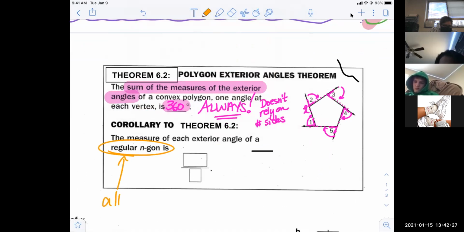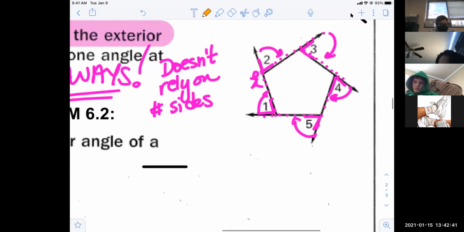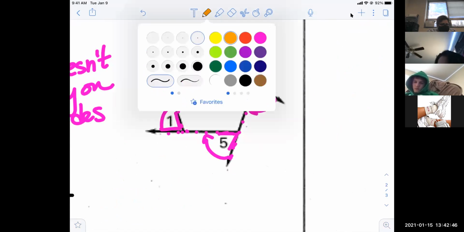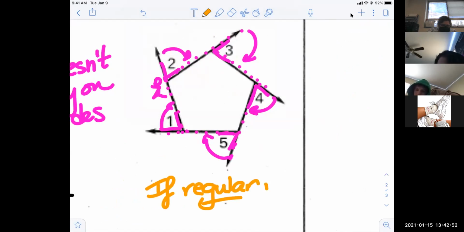All sides congruent and all angles congruent. Equilateral and equiangular. That's an "and." Okay, so the measure of each exterior angle, if we knew that this was a pentagon, for example, and it was regular, what would each angle measure have to be? How do you find that?